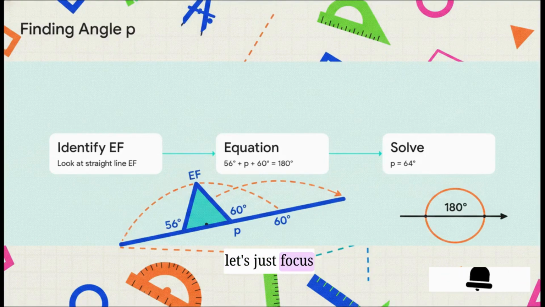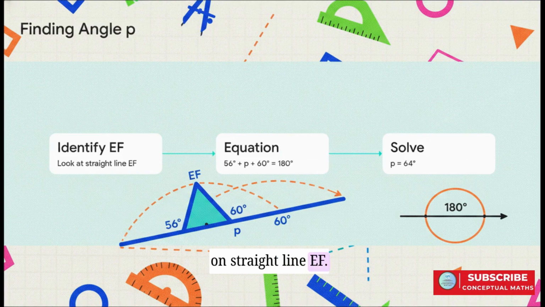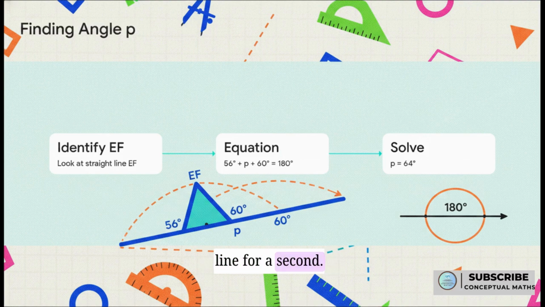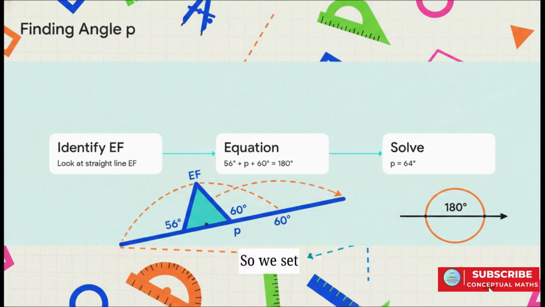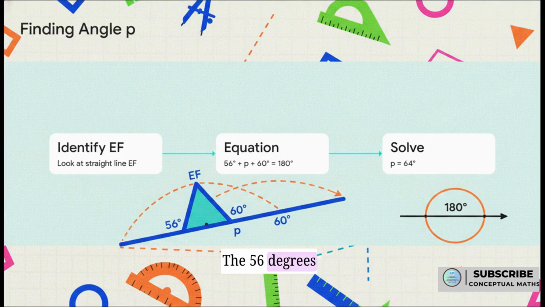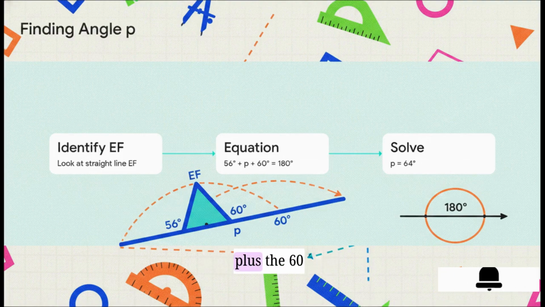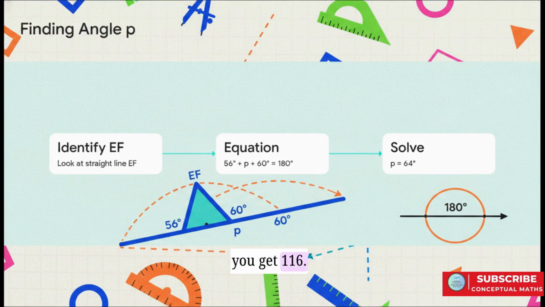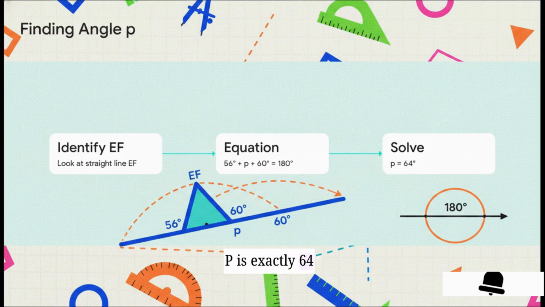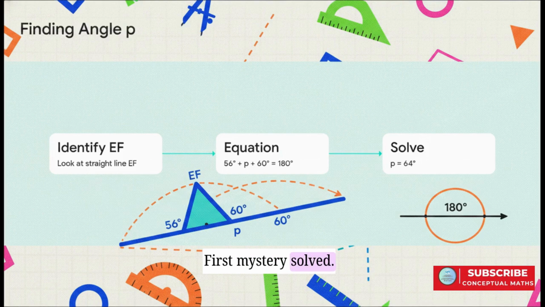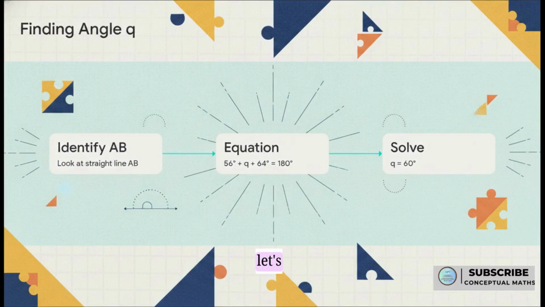First, let's just focus our complete attention on straight line EF. Just ignore every other line for a second. Because EF is a straight line, we know all the individual angles sitting along it have to add up to 180 degrees, right? So we set up a simple equation. The 56 degrees we know, plus our unknown P, plus the 60 degrees equals 180. Add 56 and 60 together, you get 116. Subtract that 116 from 180, and there it is. P is exactly 64 degrees. First mystery solved.